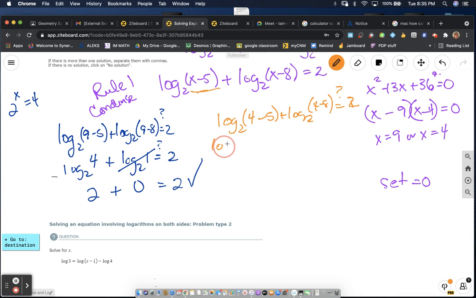Okay, let's try it. Log base 2 of 4 minus, well, actually, we already did that. Okay, negative 1. Log base 2 of negative 1 plus log base 2 of negative 4. Does that equal 2? Okay, so let's think about this. This is saying 2 to some power equals negative 1. Is that possible, you guys?